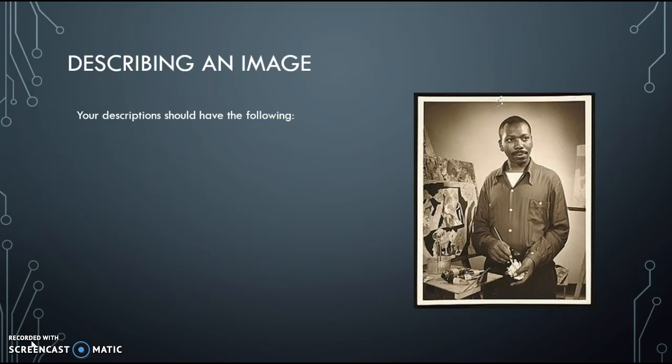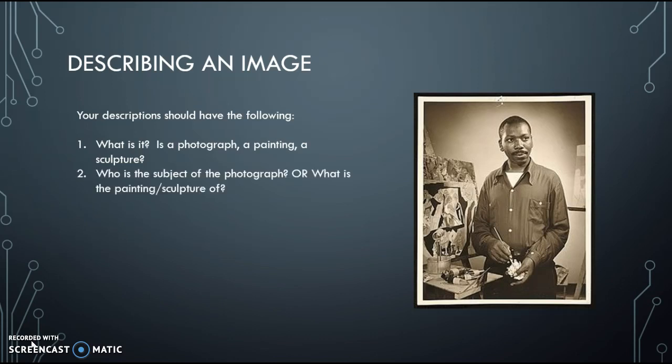Your descriptions should have the following. First, you want to tell us what it is. Is it a photograph? Is it a painting? Is it a sculpture? Then you will want to tell us who is the subject of the photograph. Or if it's a painting or a sculpture, what is it of?